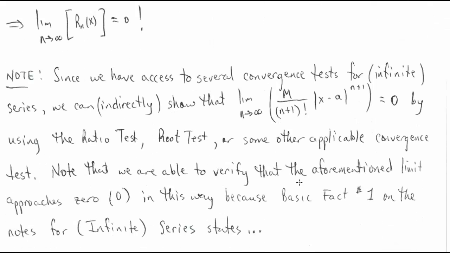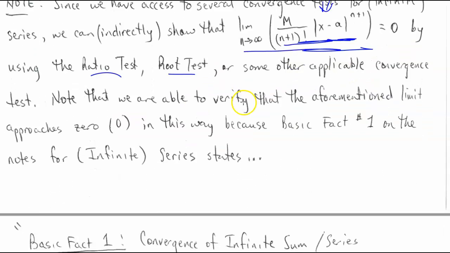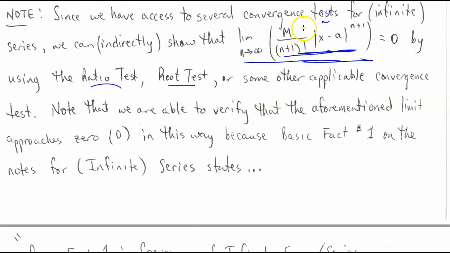And again, when I say there are various ways that I could show the behavior of this n plus 1th term goes to 0 as n approaches infinity, I could use the ratio test, root test, or some other convergence tests, like the alternating series test. If what we have inside of here actually looks like it came from an alternating series, we can use those things.